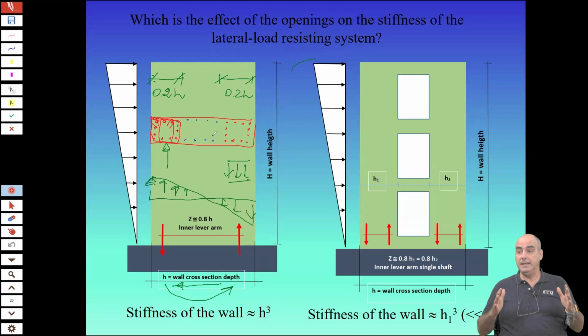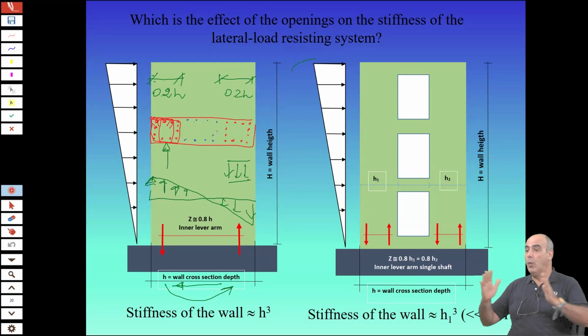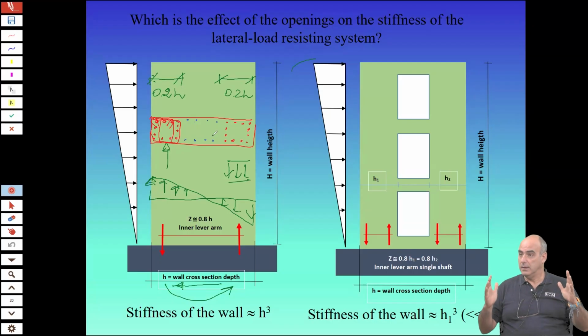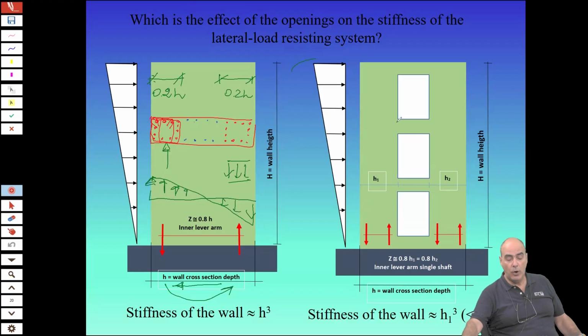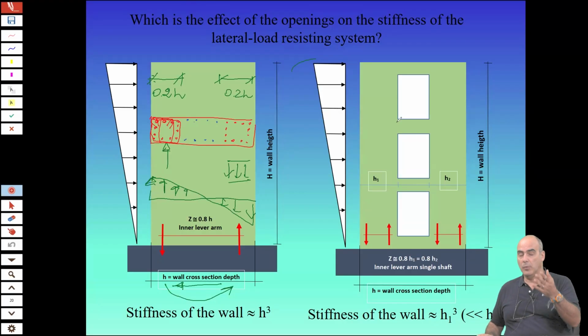But the important thing is that to resist this action, you have the full width of the wall cross section, because there is no opening. So the flow of stresses is continuous. What if you put openings for windows, for doors, something? Well, actually, if you put openings, you are dividing your wall into two shafts.